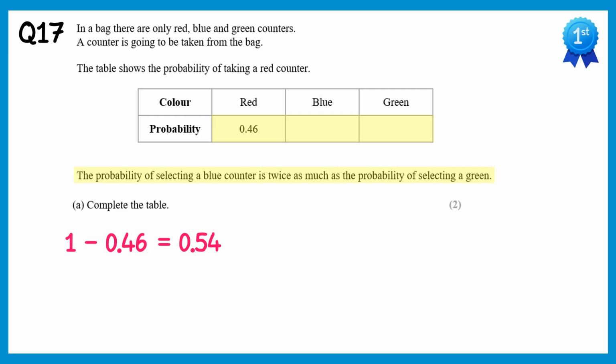Now let's look at this line here. The probability of selecting a blue is twice the probability of selecting a green. So let's say the probability of selecting a green, since we don't know it, is just x. Then the probability of a blue is twice as much, so 2 lots of that, so 2x. This means the probability of a blue plus a green, which is 2x plus x, is the same as that 0.54. So we could write 2x plus x equals 0.54. Now 2x plus x is just 3x, so it's 3x equals 0.54.